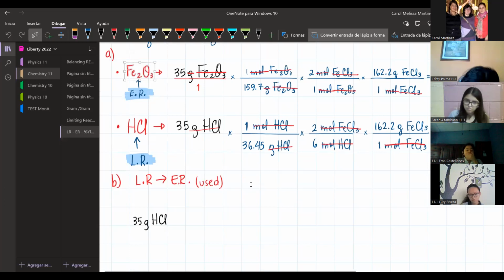So I'm going to relate grams of HCl with grams of iron trioxide. That's the relationship I'm going to be doing. So again, it's a procedure gram to gram. We start with a given. What comes after the given?